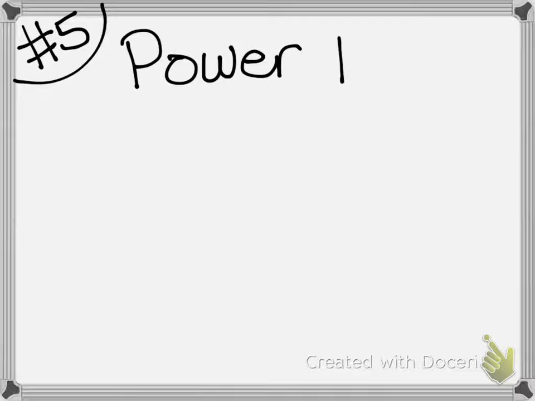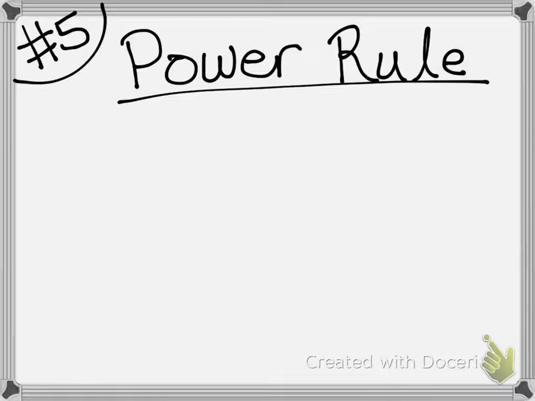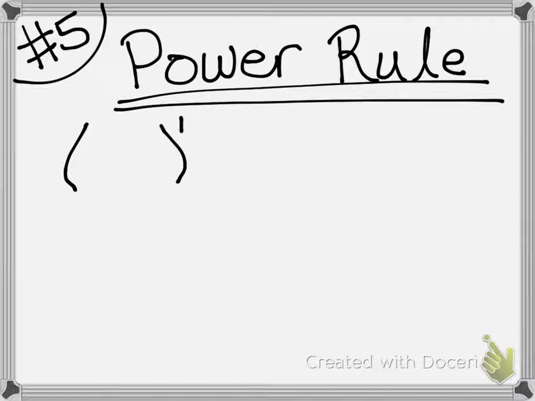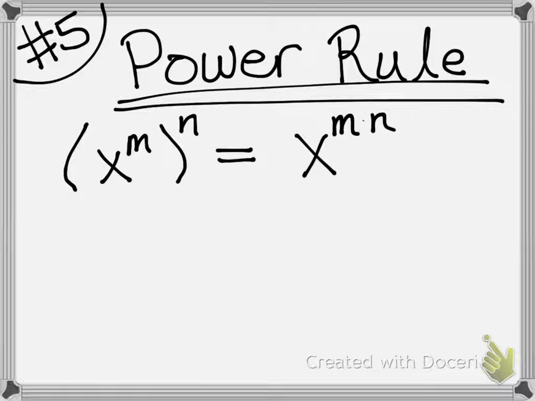Alright, rule number 5 is the power rule. Basically, what we have is a quantity taken to a power. Anything can be inside these parentheses. We're going to start with the basic one of just x to the nth power. And what happens is we just multiply those two exponents together. It's a power to a power. We multiply to get that large number. We want the power.